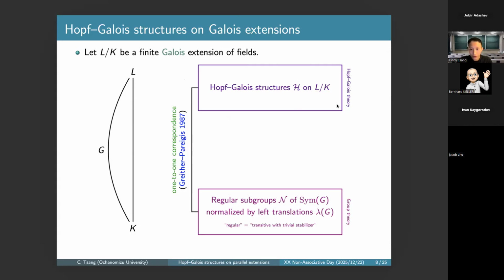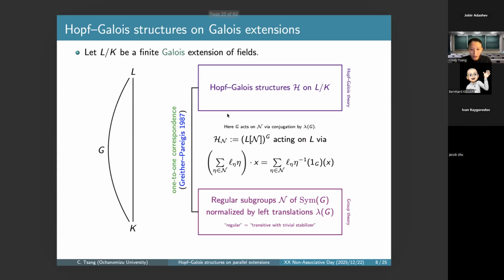So this is a nice correspondence. It reduces something in Hopf Galois theory to something that's completely group theoretic. And the one-to-one correspondence is also explicit. Given such a regular subgroup, the corresponding Hopf Galois structure is given like this. It is also like a group ring, but for the coefficients, you take L instead of K. And then you look at the elements fixed by the action of G. Here G acts on L as the Galois group, and it acts on the regular subgroup via conjugation by the left translations. So this gives you a Hopf K algebra, and then the action on L is also explicitly defined.